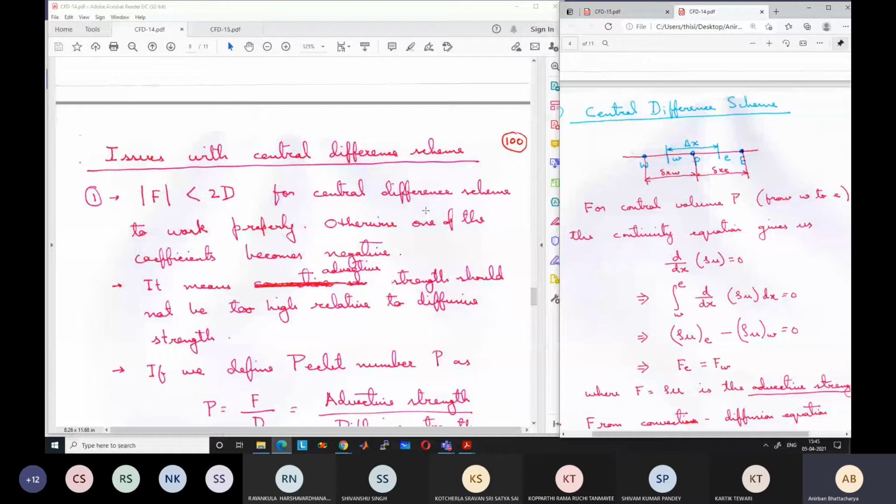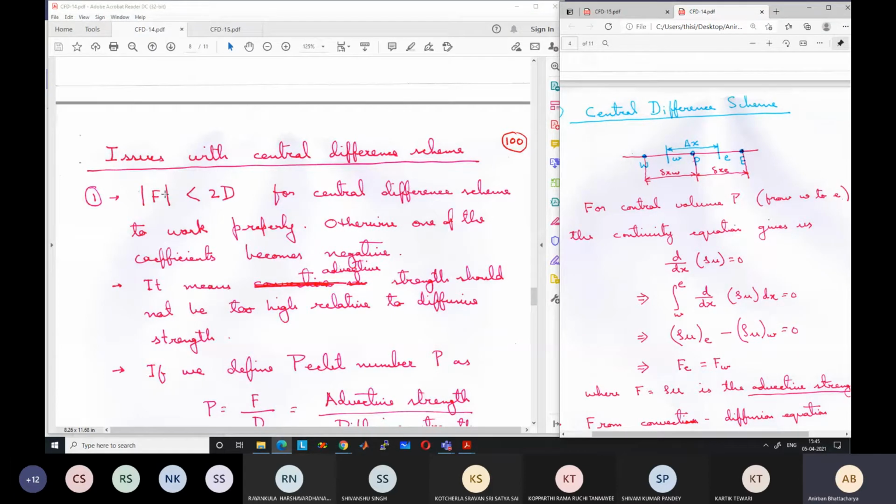So it means that for problems where the advective strength is low, meaning flow rate is low as compared to diffusion, the central difference scheme is very good. Otherwise, if the flow rate becomes higher and the diffusivity is small, then the central difference scheme fails. It is not a good scheme.